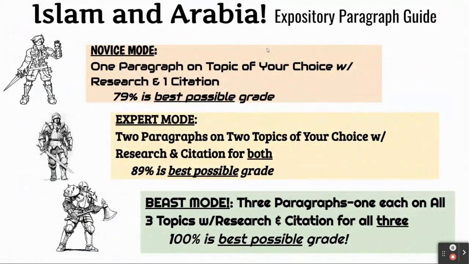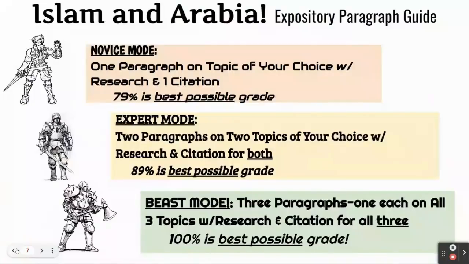So let's take a look at how this works. If you want to write 1 paragraph on any topic of your choice with some research and 1 citation, the best possible grade you can get is 79%, which is a C plus, just below a B minus. If you're going to write 2 paragraphs on 2 different topics of your choice, again, with research and citation for both of them, the best possible grade you can get is an 89%, very high B plus, just below A minus. But in order to achieve a possible 100% best grade, you'll have to go beast mode, which means that you write on all 3 paragraphs, 1 paragraph for each of the 3 topics with unique research and a citation for all 3 different paragraphs.